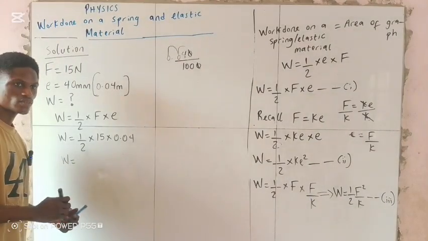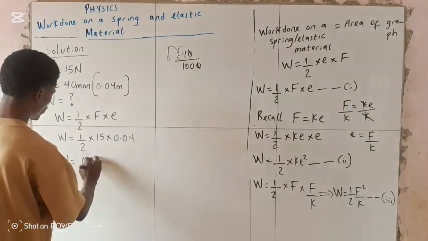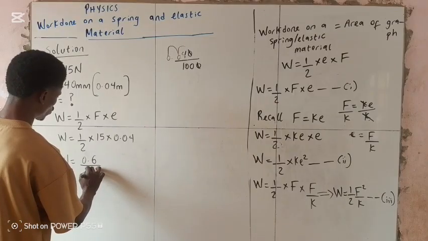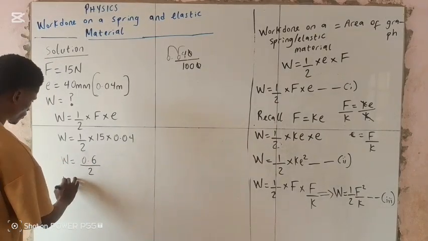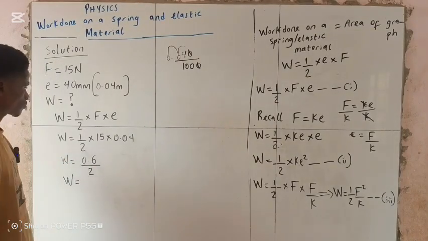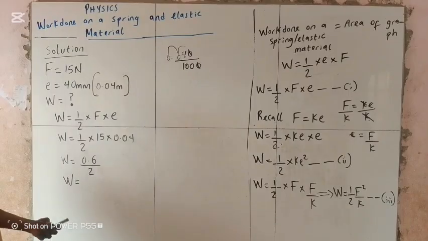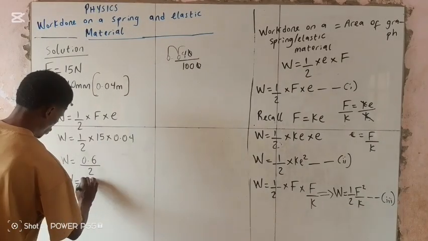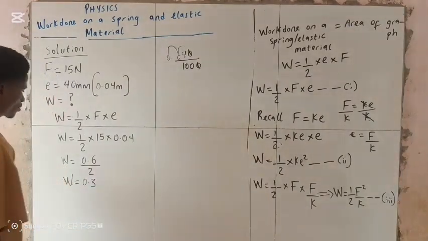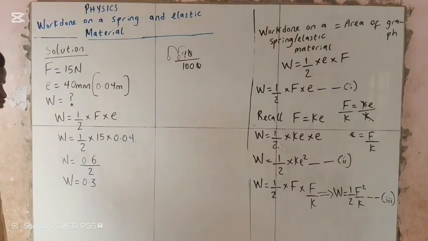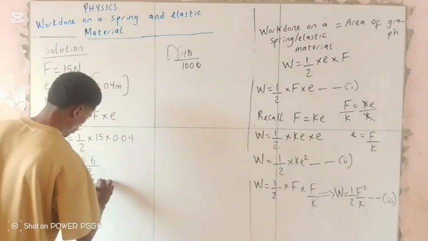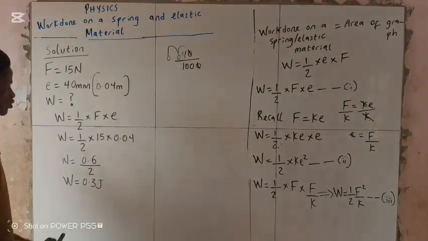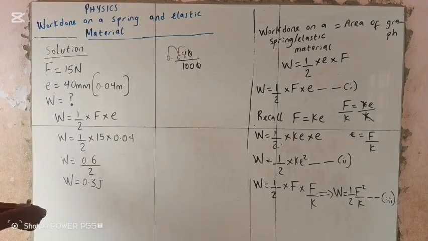7.6. 0.6 over 2. Okay? Work done becomes what there? That's 0.3. So 0.3. That's what there. Work done is in what? Is in joules. It's in joules.